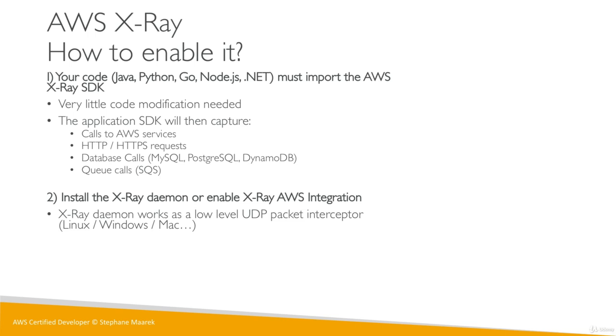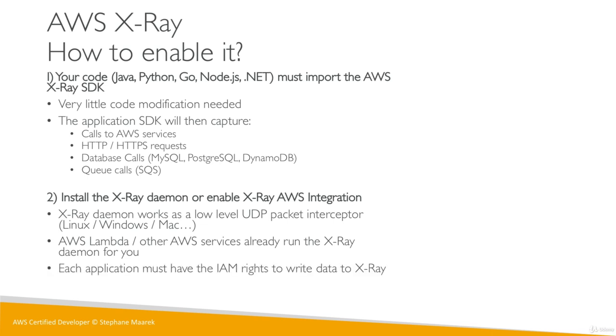So if we run on a machine on-premise server or EC2 instance, we need to install the daemon. And the daemon is basically a little program that works as a low-level UDP packet interceptor. It can be running on Linux, Windows, and Mac, and so you have to install it on your machine. If you use AWS Lambda or other services that already have integration with X-Ray, then they will run the daemon for you and you don't have to worry about it.